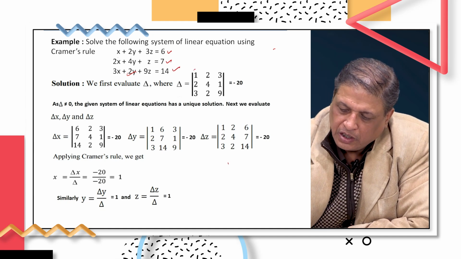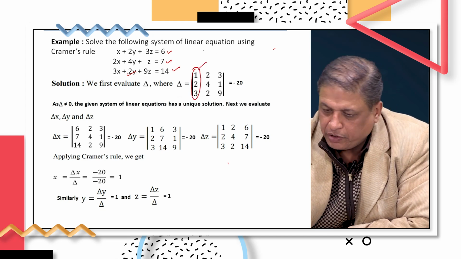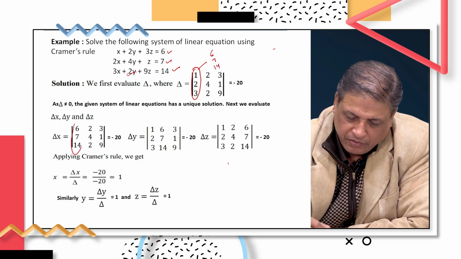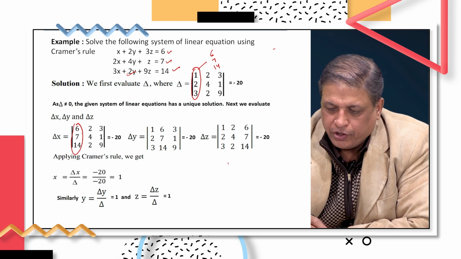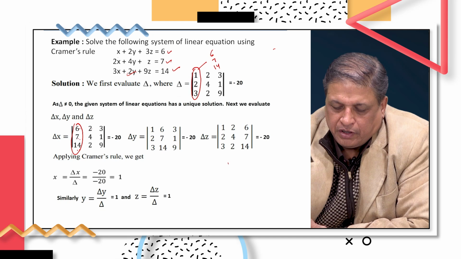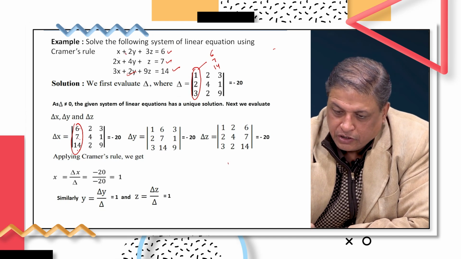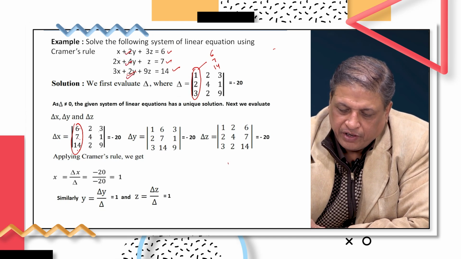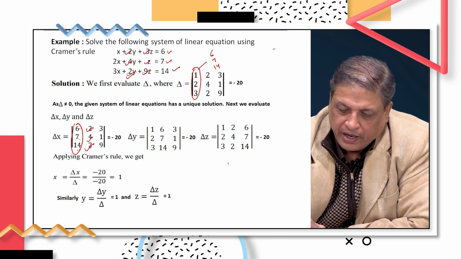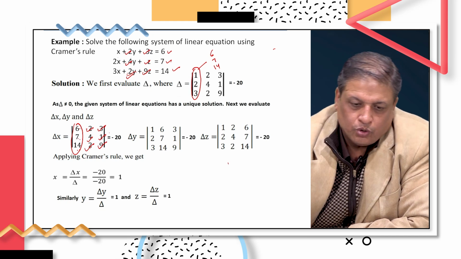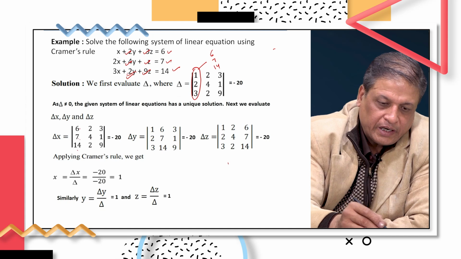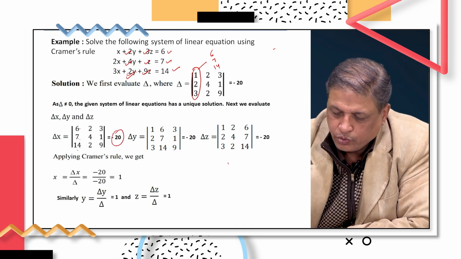So, these are a1, a2, a3. These values are to be replaced by d1, d2, d3, that is 6, 7 and 14, and we now have a new determinant wherein the first column is 6, 7, 14, that is d1, d2, d3. Then we have b1, b2, b3 as 2, 4 and 2, and then c1, c2 and c3, that is 3, 1 and 9. So, these are the values for delta x. By solving this, you will find that it turns out to be again minus 20.